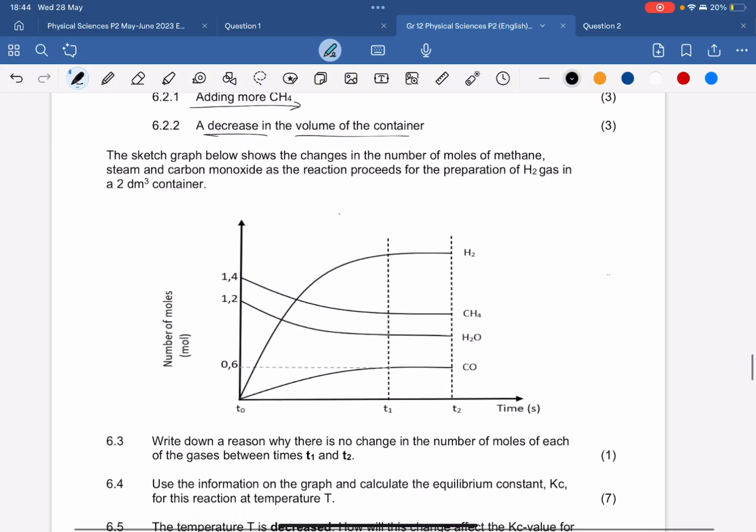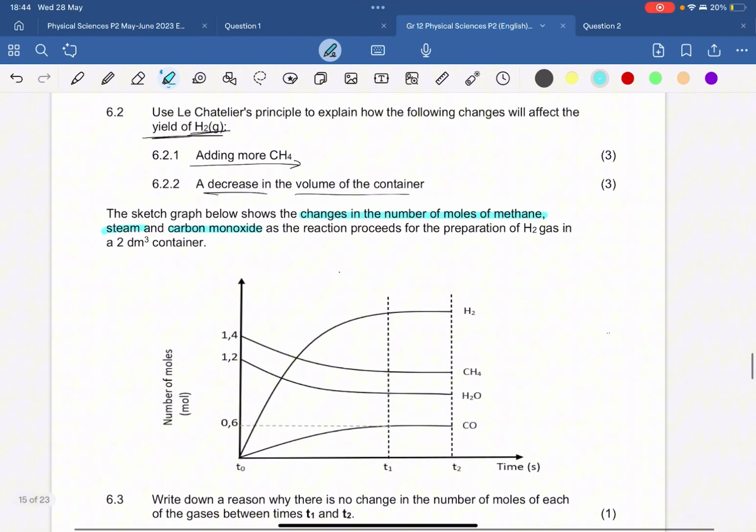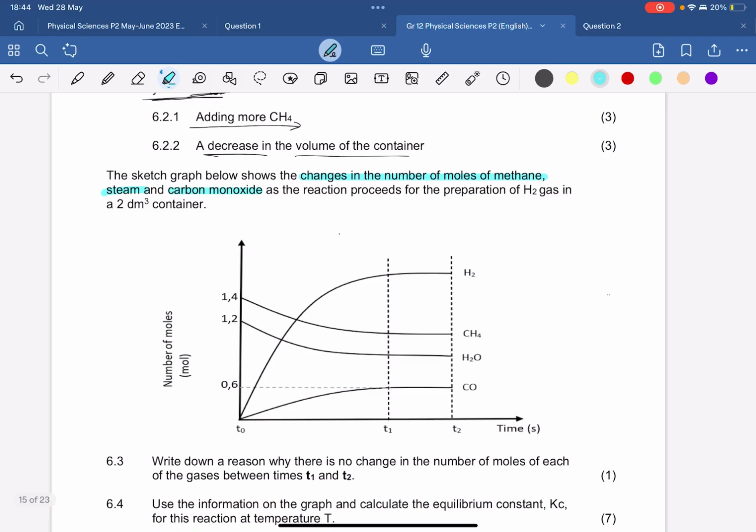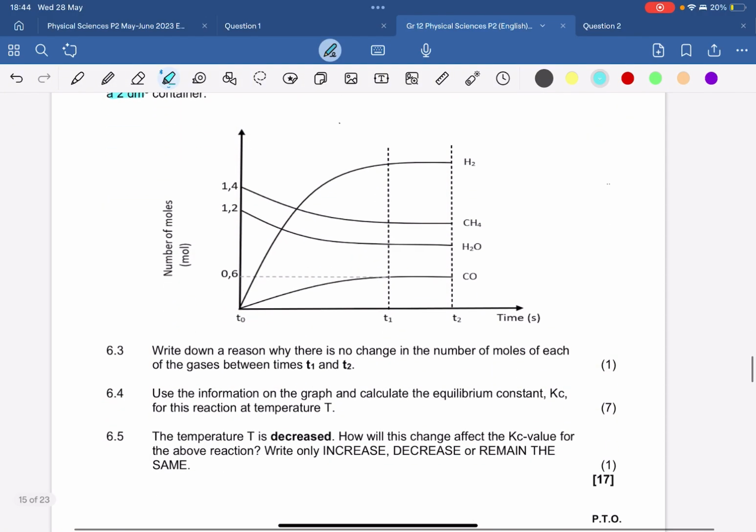Now, the next question reads, the sketch graph below shows the changes in the number of moles of methane, steam, carbon monoxide, as the reaction proceeds in the preparation of hydrogen gas in a 2 decimeter cube container. So this is a number of moles versus time graph.